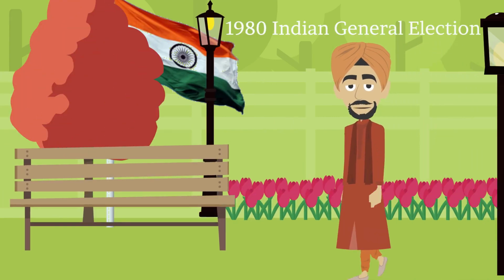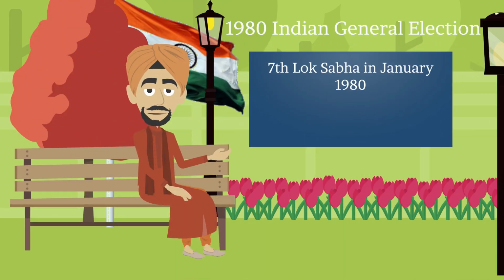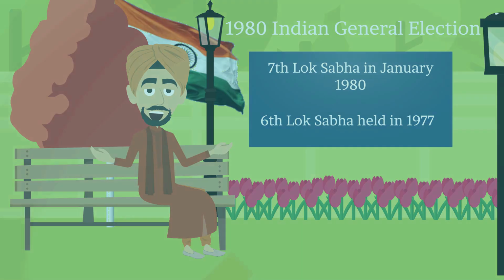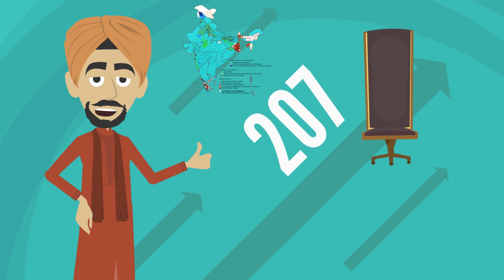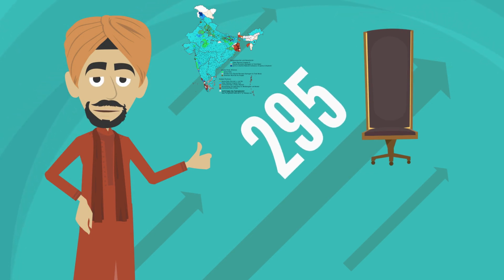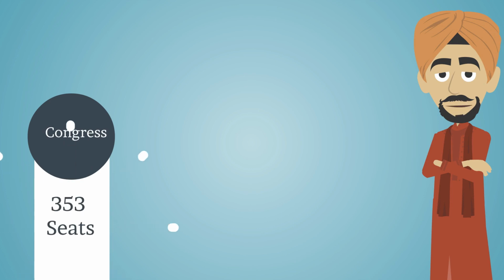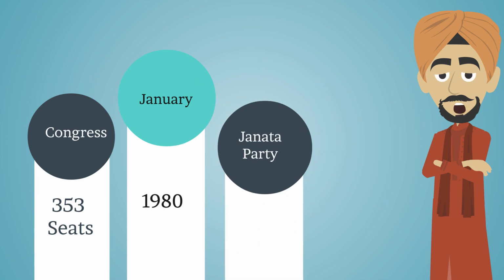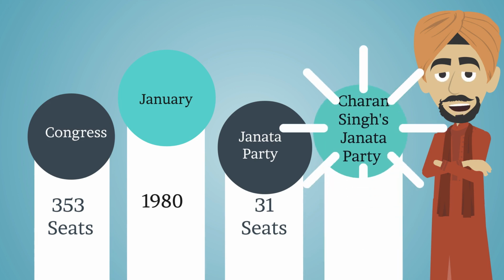The 1980 Indian general election. India held general elections to the 7th Lok Sabha in January 1980. The Janata Party came into power after the elections to the 6th Lok Sabha held in 1977, riding on the public anger against the Congress and the emergency rule. But its position was weakened. The loose coalition barely held on to a majority with only 295 seats in the Lok Sabha and never quite had a firm grip on the power. In the ensuing elections, the Congress I won 353 Lok Sabha seats in January 1980 and the Janata Party, or what remained of the alliance, won only 31 seats, whereas Charan Singh's Janata Party Secular won 41 seats.